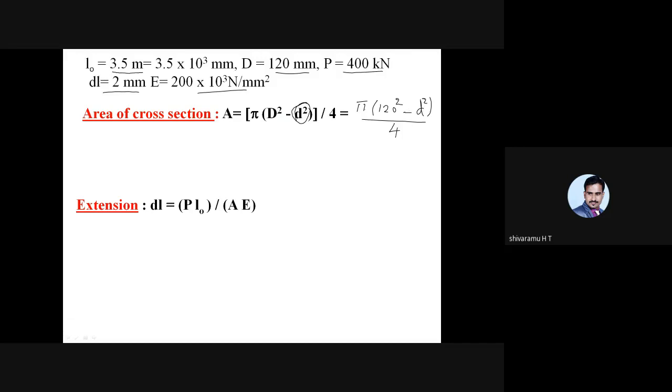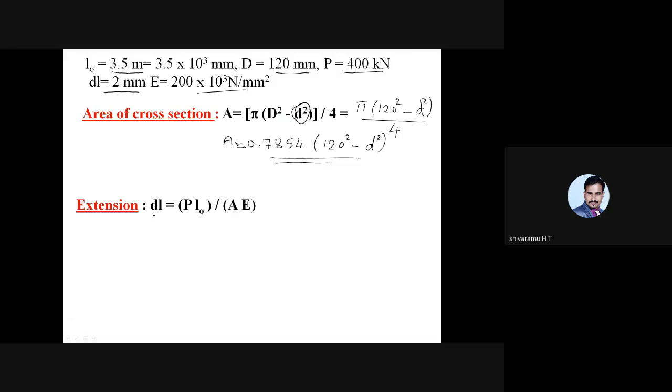So pi by 4 you can simplify, so area will be equal to 0.7854 into 120 square minus inner diameter square. So area will be equal to 0.7854 into 120 square minus d square.